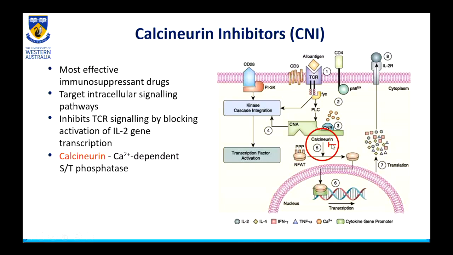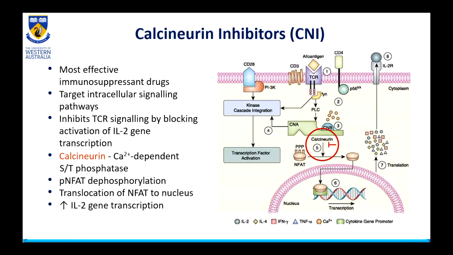So if you can block this at this level, then you're going to block the whole transcription and basically IL-2 production. So effectively, NFAT dephosphorylation is what's required, and it also promotes NFAT to the nucleus. So this is what calcineurin does, and it upregulates gene transcription. So by blocking that, we stop that.